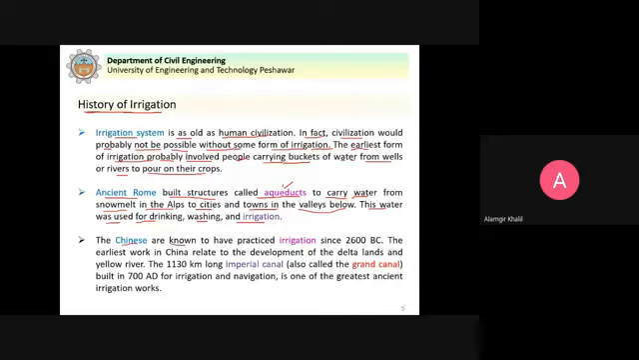The Chinese are known to have practiced irrigation since 2600 BC. The earliest work in China relates to the development of the delta lands and the Yellow River. The 1130-kilometer long Imperial Canal, also called the Grand Canal, built in 700 AD for irrigation and navigation, is one of the greatest ancient irrigation works.